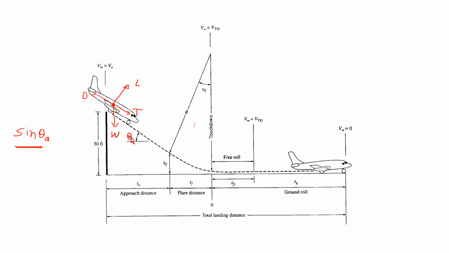One upon L by D minus T by W. Wait, sine of theta A is equal to 1 upon L by D minus T by W. So, how did it come? From the horizontal component. First tell me the equation along the approach. What's the equation of motion, or the force balance?